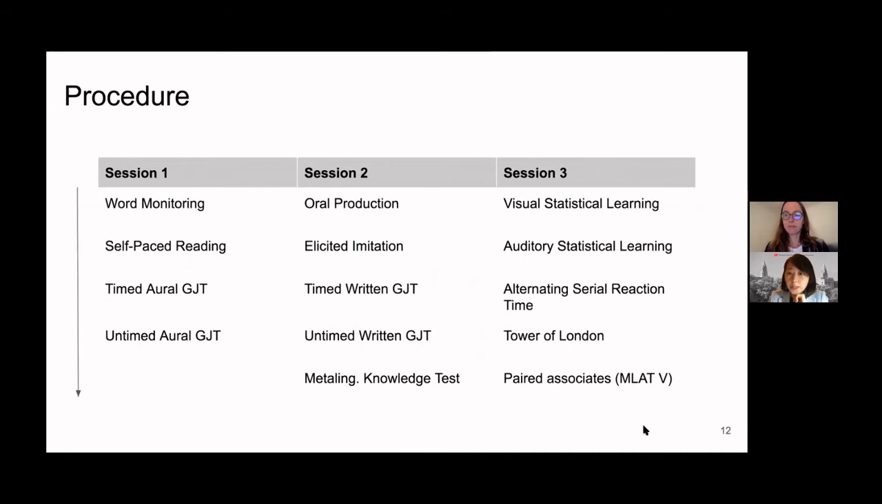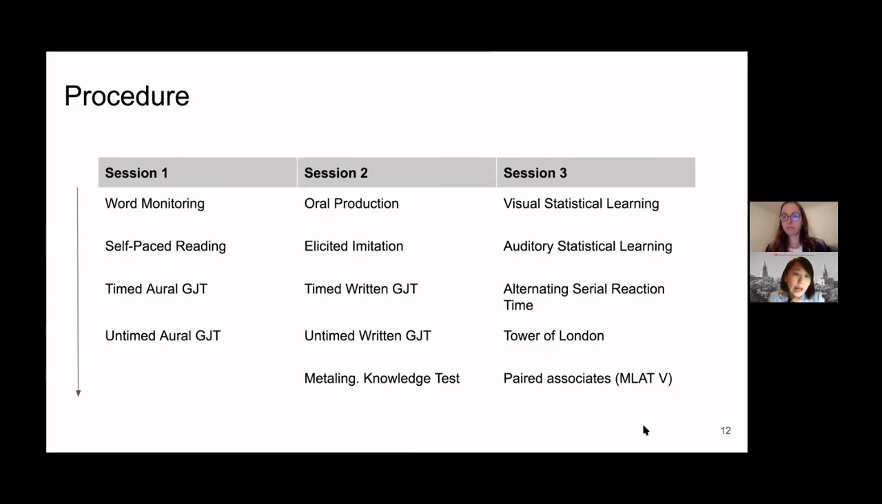And our participants came to our lab 3 times. In our first session, they completed 4 linguistic knowledge measures: word monitoring, self-paced reading, timed oral GJT, untimed oral GJT. And in the second session, they completed 3 timed accuracy measures, in particular the oral production, elicited imitation, and timed written GJT, along with untimed written GJT and metalinguistic knowledge test.